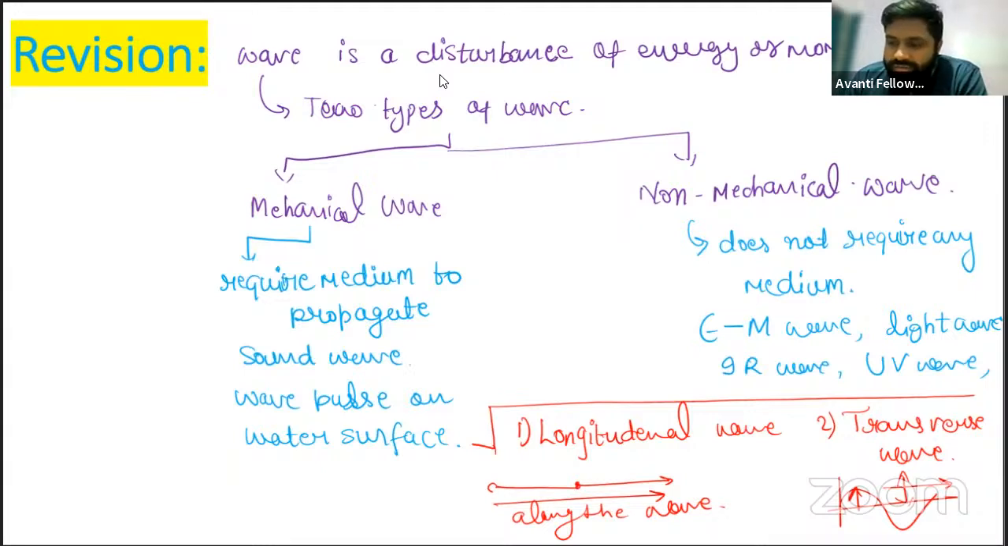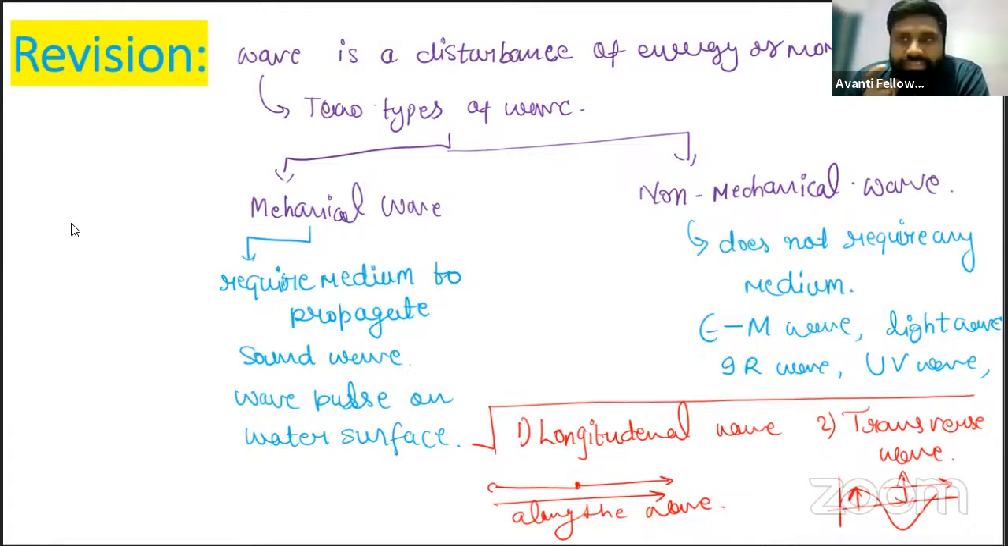One myth I will clear for you: there are two types of wave in the classification based on wave motion and particle motion. First is the longitudinal wave, second is the transverse wave. We always have a myth in our mind that a transverse wave belongs to the non-mechanical category because the EM wave is a transverse wave. In an EM wave, the electric and magnetic fields are perpendicular to the wave motion. But it is not true. I'm not saying that it is incorrect, but it is only partially correct. You need to correct yourself: a transverse wave can be formed with the help of a medium also.